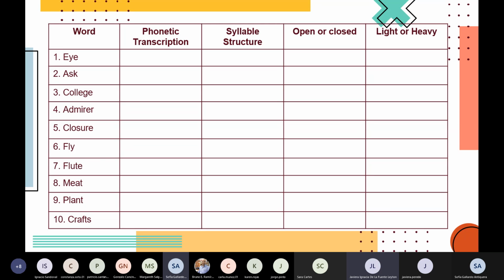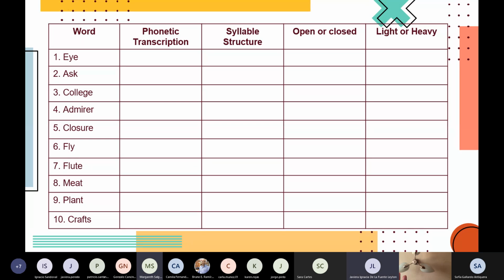Excuse me? Yes, tell me. To do the syllable structure, do we need to identify the onset, rhyme, and coda, or just consonant or vowel? No, for the syllable structure, you just need to tell me how it is composed, consonant, vowel, but you don't have to identify everything. Okay, thank you. No worries.